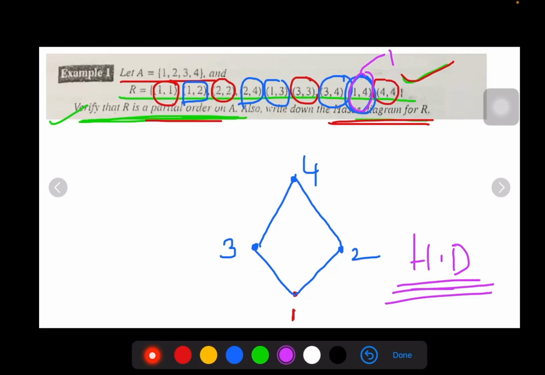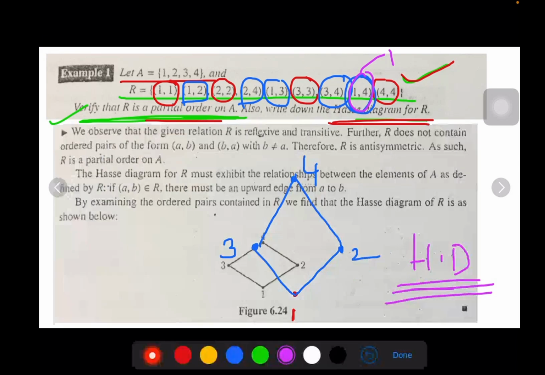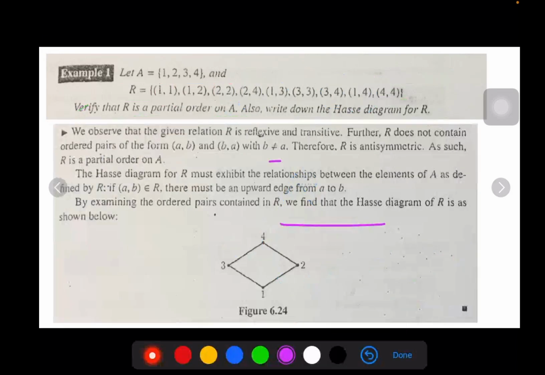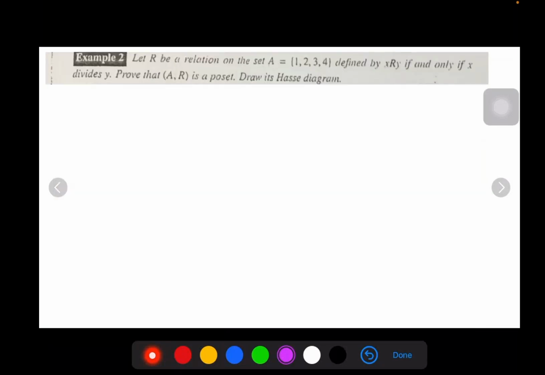Any doubt here? Okay, so this is how you have to write all these details. Whatever I have explained is there here. So I'll just take another example and close this Hasse diagram part, and relations will be completed by this.